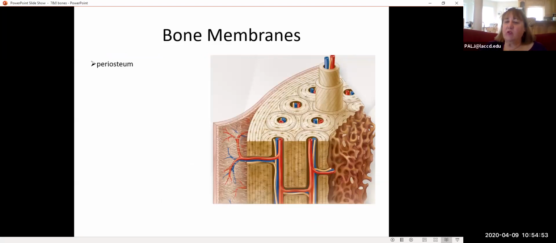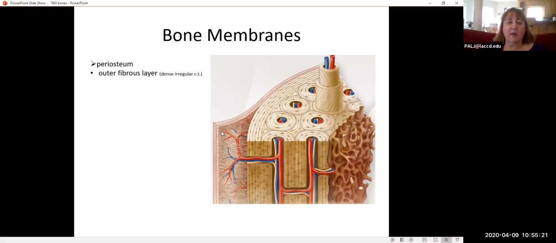So let's look at those bone membranes a little closer. I have mentioned the periosteum a couple of times, so let's start with the periosteum. As we know, periosteum is a dense connective tissue. Specifically, it's dense irregular because we want the collagen fibers not to be just aligning with the length of the bone, but also to be aligning around the circumference of the bone as well.